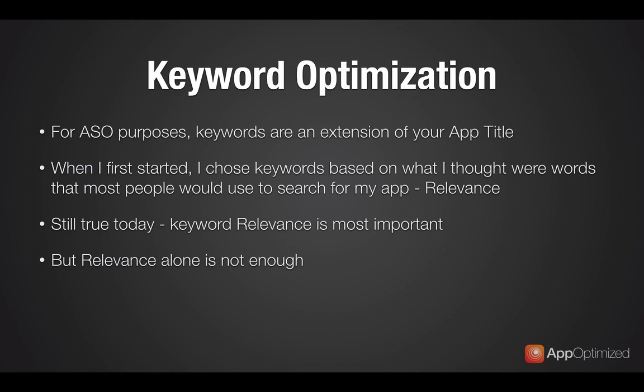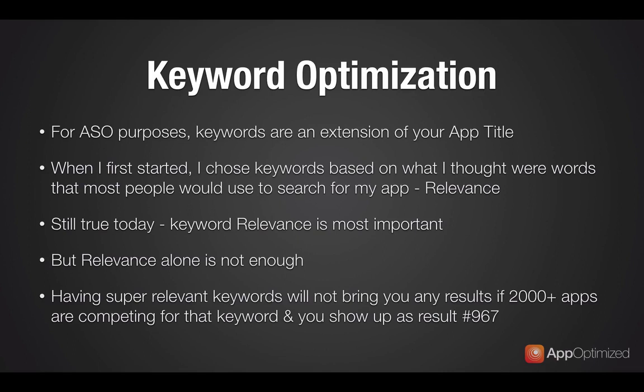Things are much more competitive now, and you need to also factor in a couple of other things. Because having a super relevant keyword that has like 2,000 other apps competing for it is a problem. Let's say you have an app that has something to do with Facebook, and so you want to use the keyword Facebook and show up in the search results for the term Facebook. And let's say there's 2,000 other apps competing for the word Facebook as well, and let's say iOS or Google Play determines that your app is ranked 967 among all the apps that are competing for the search term Facebook.